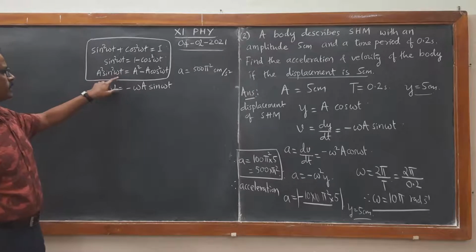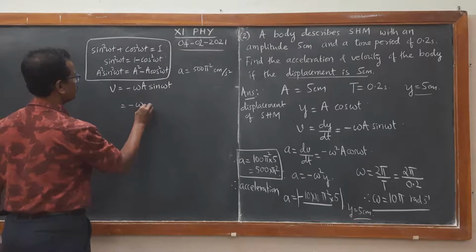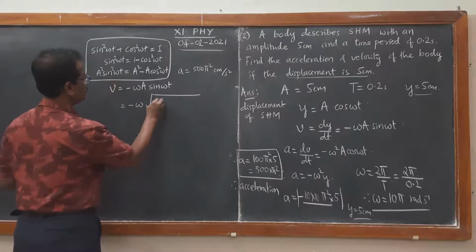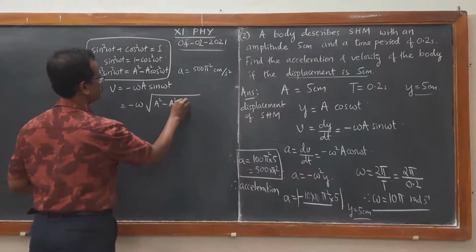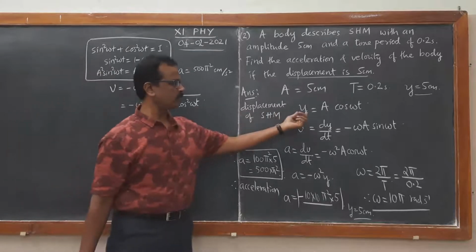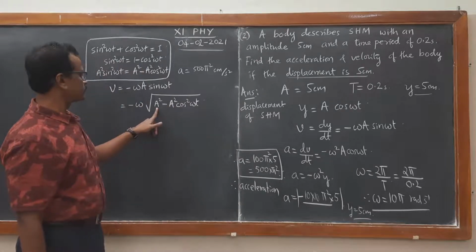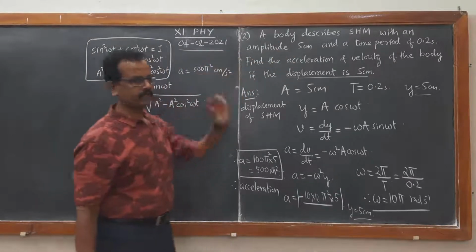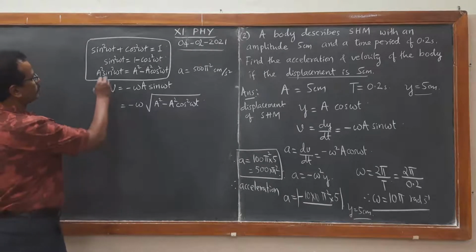What is a sin omega t? I want to just substitute. A sin omega t can be written as minus omega into the square root of a square minus a square cos square omega t. Because I know what a cos omega t is, a cos omega t is nothing but y. So I can substitute a cos omega t by displacement. And we know the amplitude, amplitude is already given, 5 cm. So I can readily find out the velocity. I think you got the point.